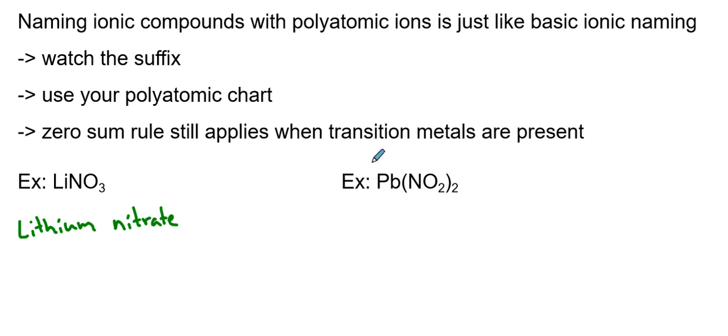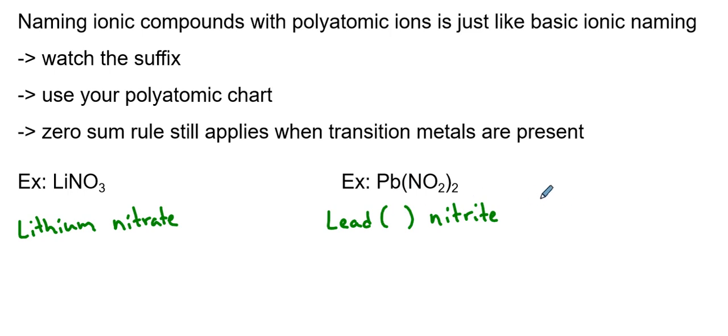In the second example, we have lead. Well, lead is a transition metal. So this will be lead something in brackets. And then the polyatomic that we have to acknowledge is here. It's NO2, and there's 2 of them. So I use the NO2 part to help me name it. It's not nitrate, it's nitrite. And again, you have to be very careful with the names of these because you can tell that there are some similarities between different polyatomics.